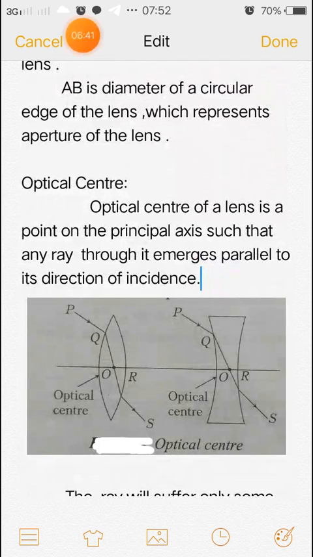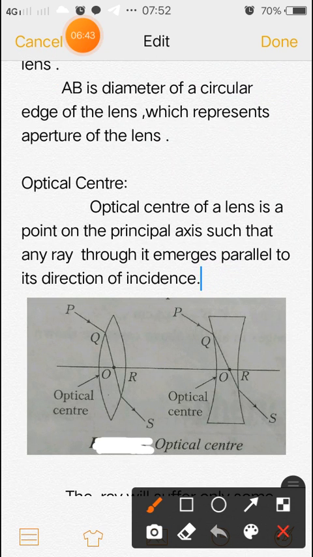And optical center, this is a very important question. What is optical center?